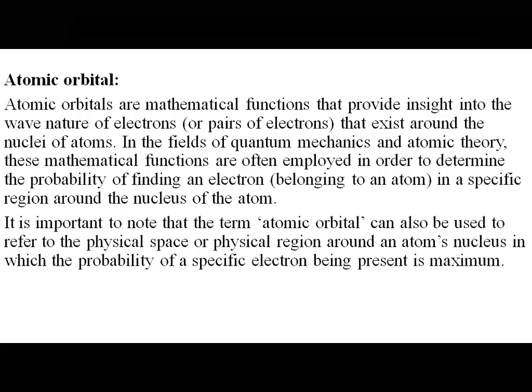The probability of finding the electron is maximum around the nucleus, and the place where the probability of finding the electron is maximum is called electron density, or it is called electron cloud, or it is called atomic orbital.